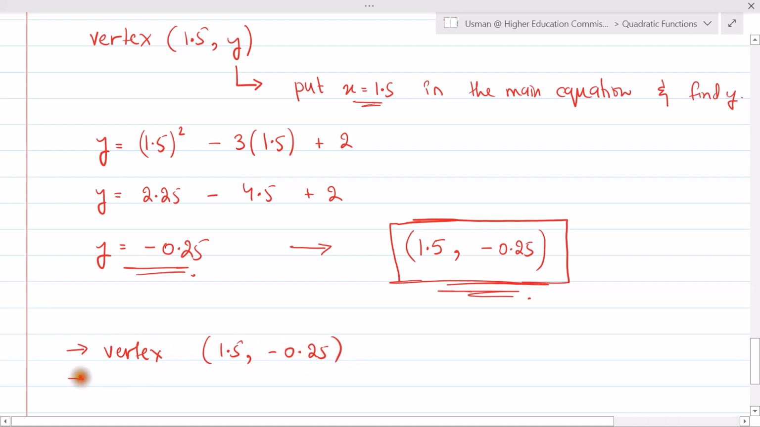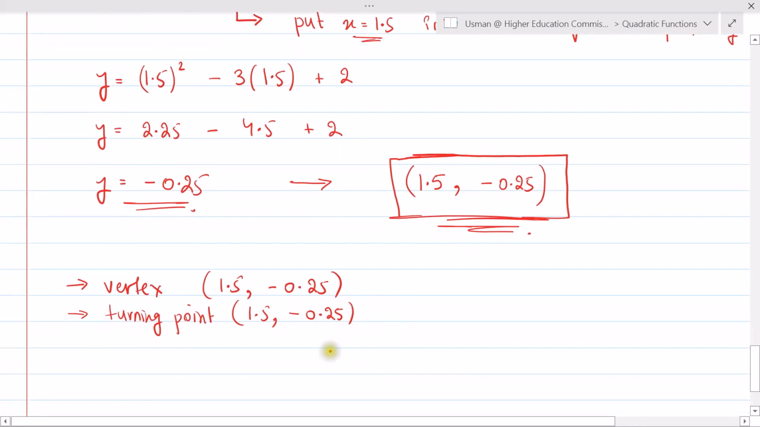We can also give this the word turning point, for which our answer is going to be the same as (1.5, -0.25), putting it in brackets. And if I even have the words minimum point, I will still have the same answer as (1.5, -0.25).